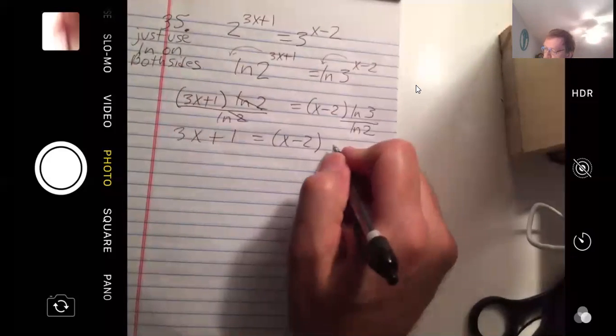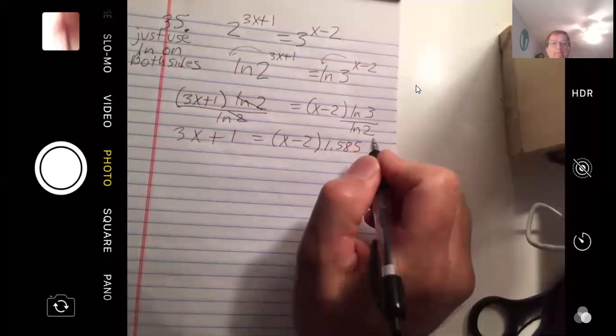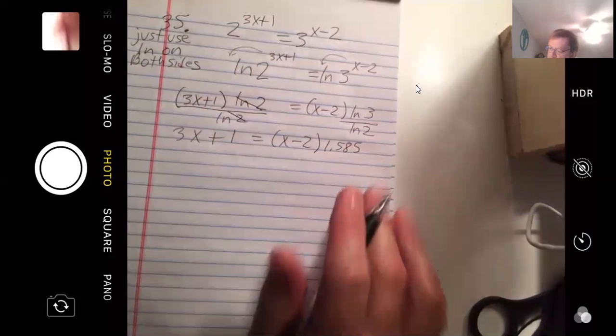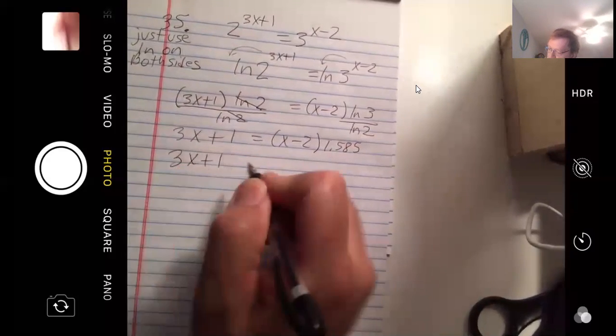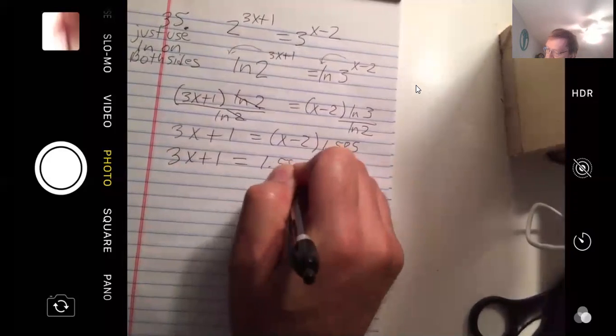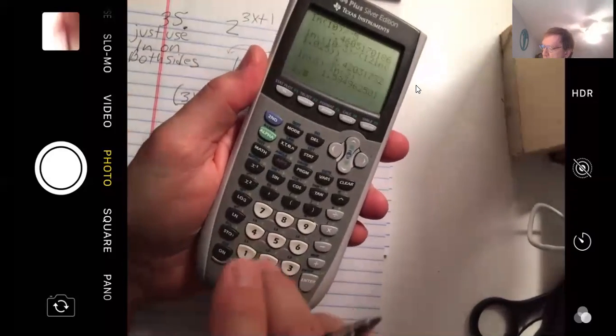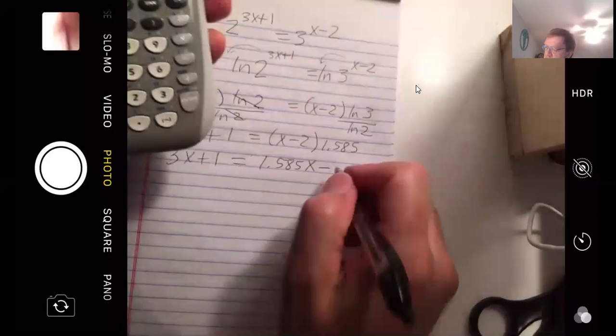Okay. ln of 3 divided by ln of 2 is 1.585, we'll call it. So then 3x plus 1 are in like terms. I'm going to get 1.585x here minus, I'm distributing through from the back side, 1.585 times 2, which is 3.17.